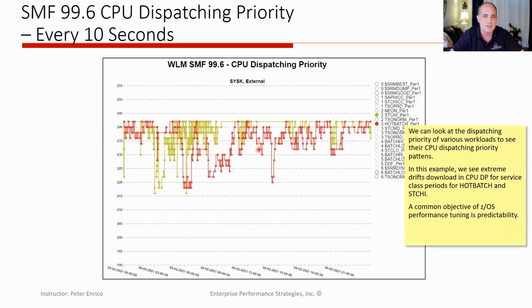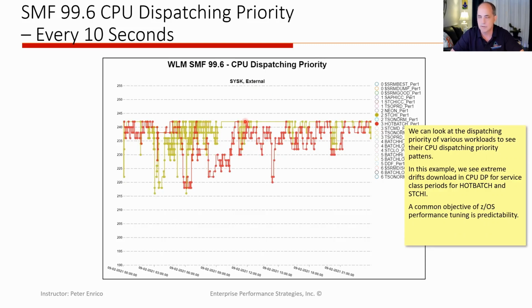So for example, if I zoom in, I can say I want to understand the dispatching priority of STC high relative to hot batch. And so here, I'm just looking at those two periods, and I can see that generally speaking, a lot of times STC high is above hot batch.